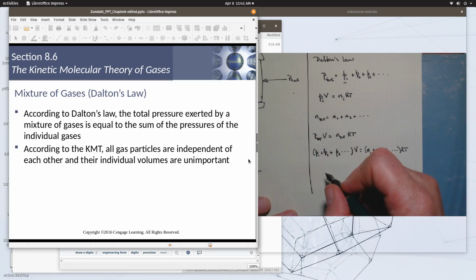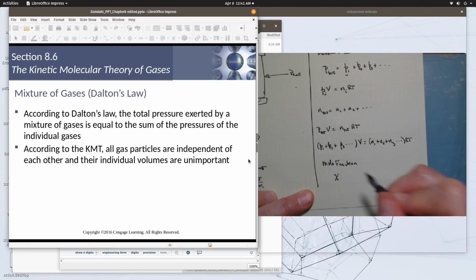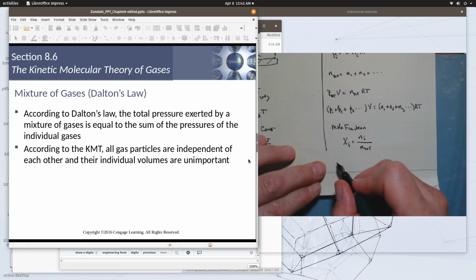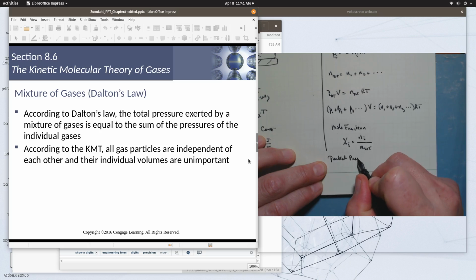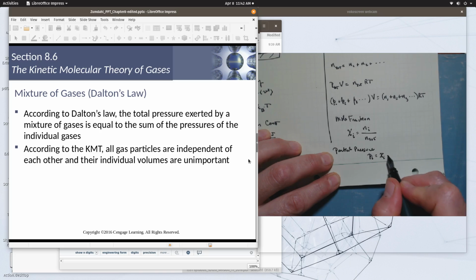And I can define a mole fraction. It is simply chi, in general, the mole fraction of species i is the number of moles of species i divided by N total. So it's a dimensionless number. And so the partial pressure is simply the mole fraction times the total pressure.